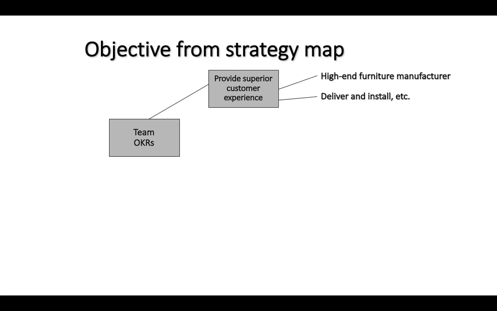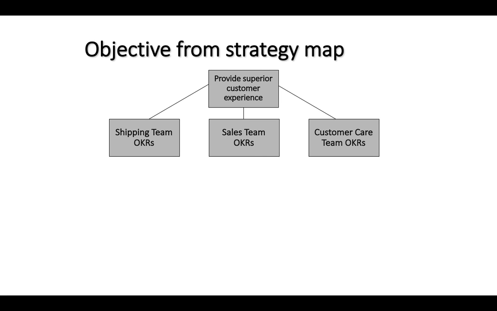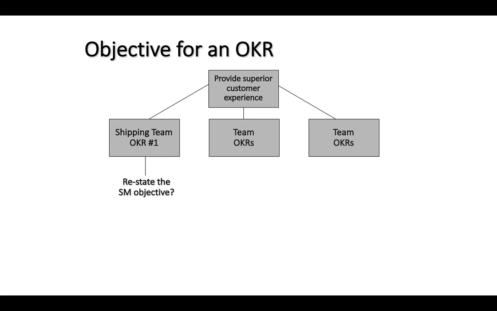And now we can start to create OKRs for each team. There can be a variety of teams in any organization. There could be a shipping team, a sales team, a customer care team. Those are just a few examples. For our furniture company example, let's focus in on the shipping team. And one of the very first questions in the OKR process we need to ask is, should we restate the objective from the strategy map? Or should we just use the same wording from the strategy map?